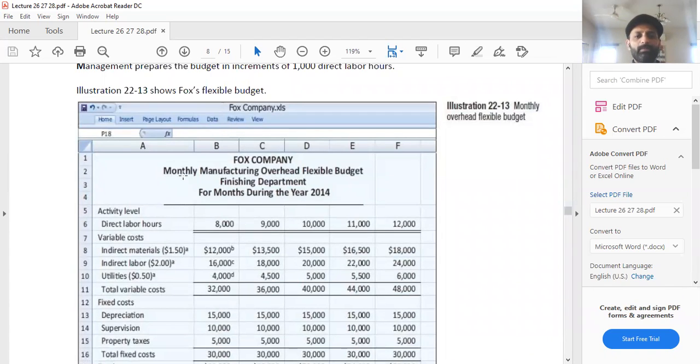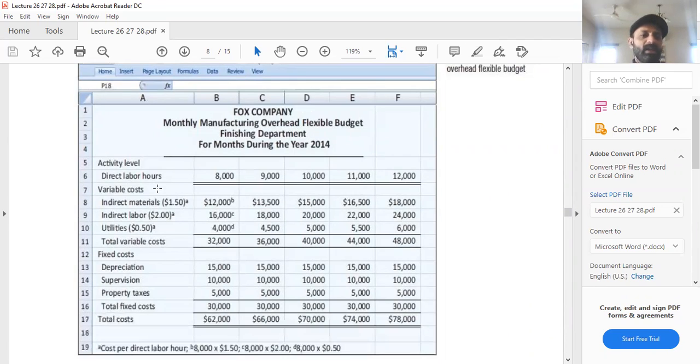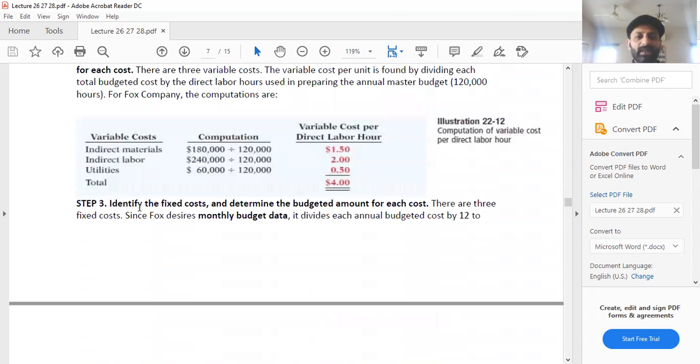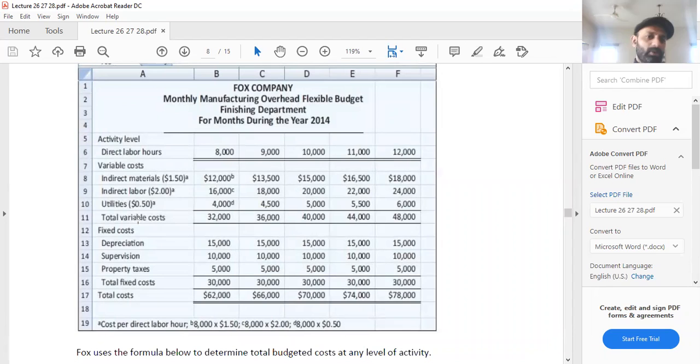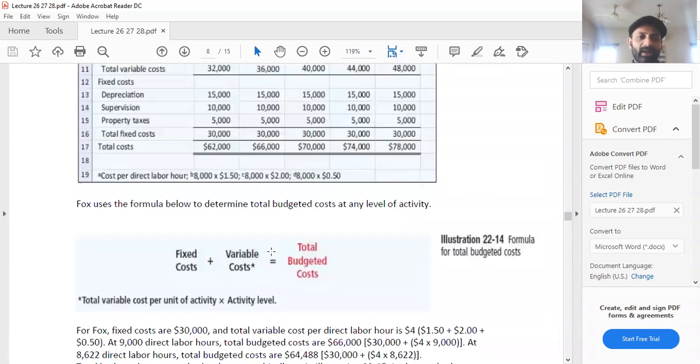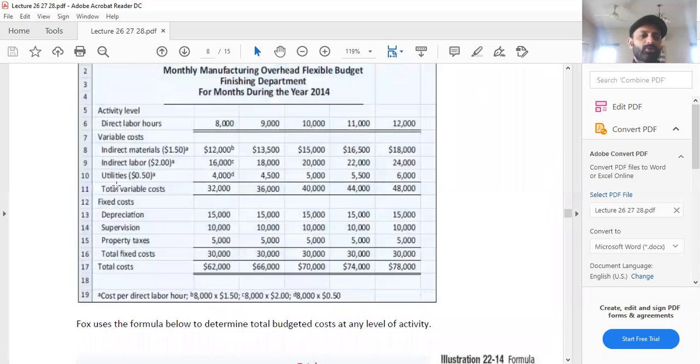And what you're doing, you're making the monthly manufacturing overhead flexible budget. We already know the variable cost per unit. So in order to find the indirect material, we calculated it here, which is $1.5. तो you multiply 1.5 by 8,000. इसी तरह you multiply indirect labor जो आपकी $2 थी by the estimated activity level. इसी तरह again then you find the utilities, and this way you find the total variable cost at the activity level of 8,000.